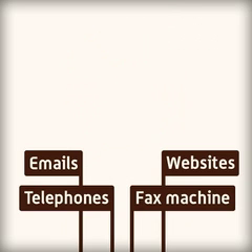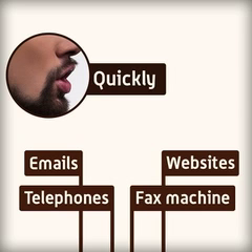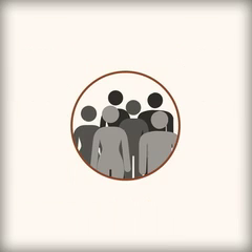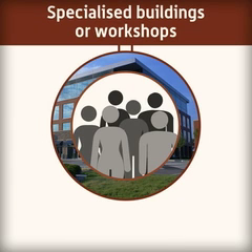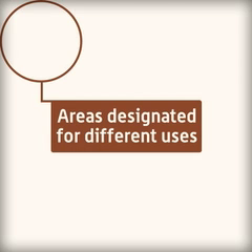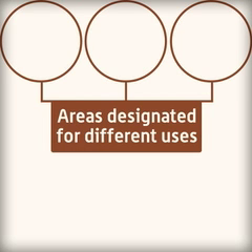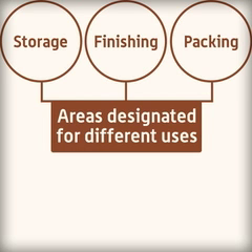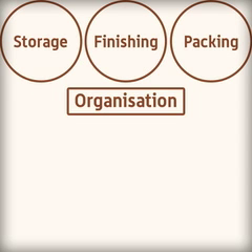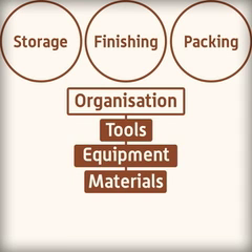Emails, websites, telephones, and even a fax machine are all good ways to communicate quickly, allowing data and information to be transferred quickly between departments. So we have the people, now we need specialised buildings or workshops that are suitable for the particular manufacturing process. Areas need to be designated for different uses, for example, storage, finishing, and packing. Within these different areas, there needs to be organisation of the tools, equipment, and materials.